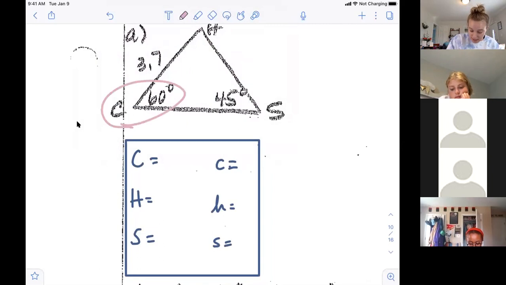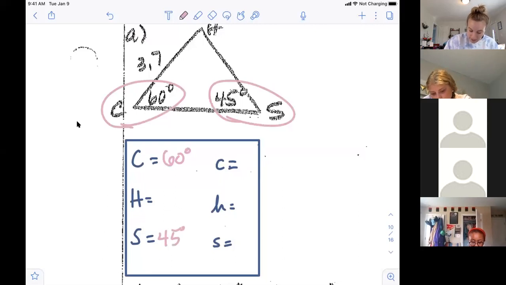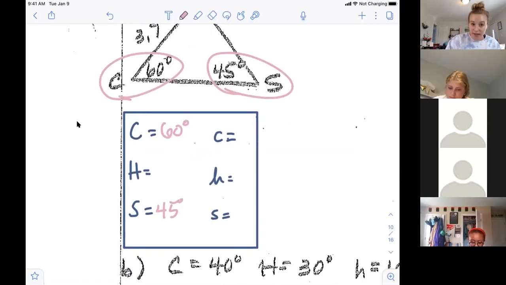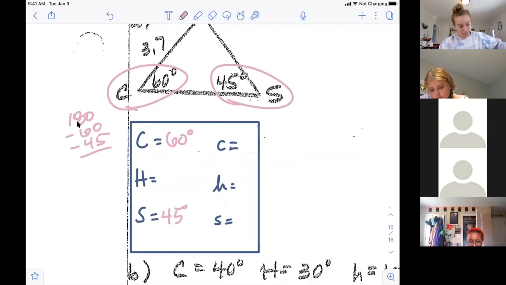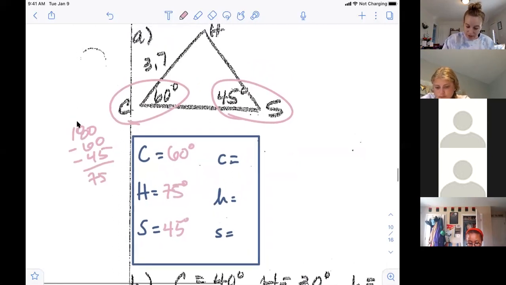I already know that big C is 60. I know that big S is 45. And I can actually find big H really easily by knowing that all of the angles in a triangle add up to 180. So I'm going to do 180 minus 60 minus 45. And I believe that's 75. Yep, 75. And then I was also given little s. The little letters are just across from the big ones. So big S is the angle that's 45. The side that's across from that is 3.7. So I have little s is 3.7.